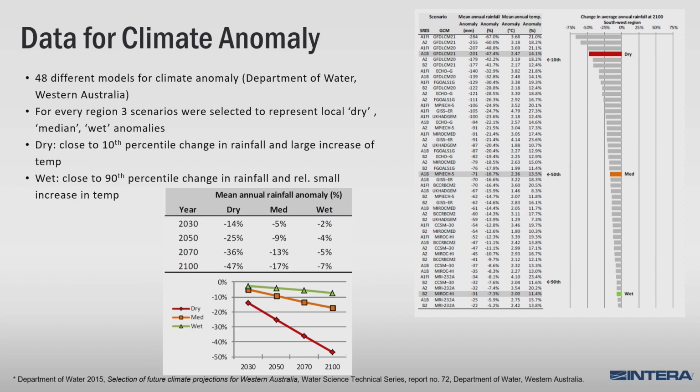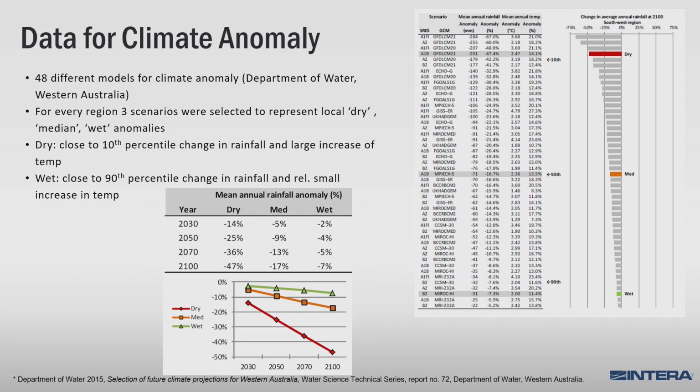And let's have a look at those. So the upper green line is the wet scenario, which predicts a reduction of rainfall until 2100 of about 7%, while the dry scenario predicts a reduction of rainfall of up to 47% until 2100.